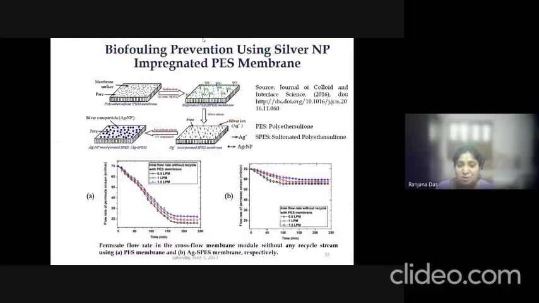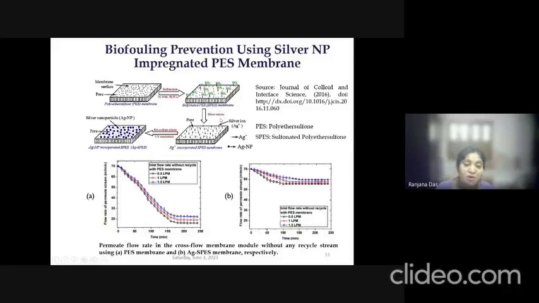And this picture shows how the nanomaterial helps in controlling or reducing the biofouling effect. This is a simple polyether sulfone membrane, PES membrane. It is a polymeric membrane. In this case, it is first derivatized, that is, sulfonation was done, and a sulfonated PES membrane has been developed.